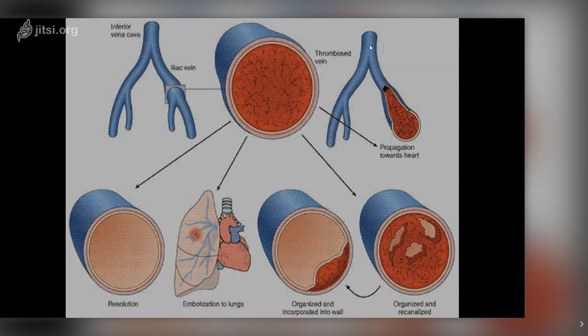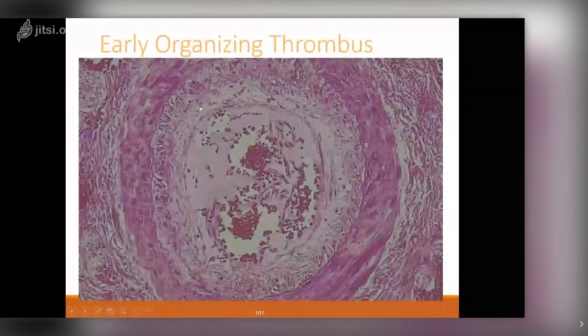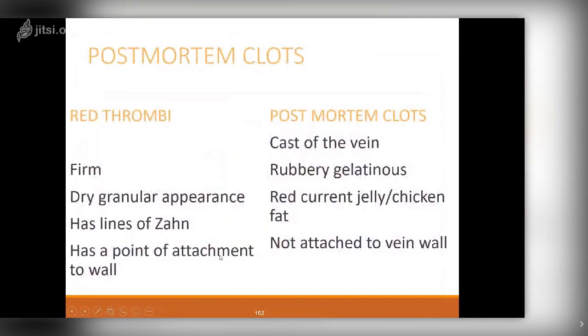Here you see, for example, organization, ingrowth of fibrous tissue to the lumen, and in the centrum you see formation of newly formed vessels. Now I think we will not discuss how we will differentiate post-mortem clots from real thrombi.